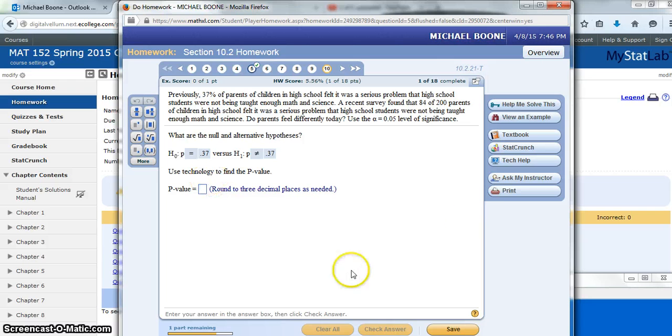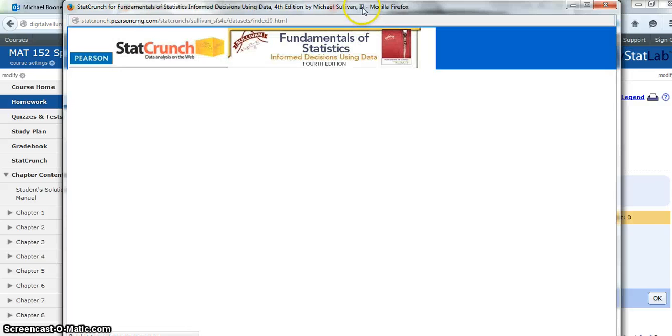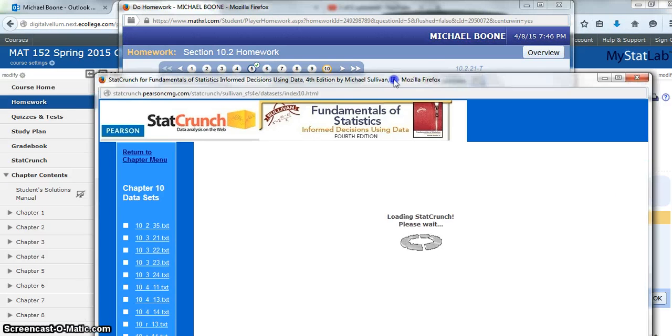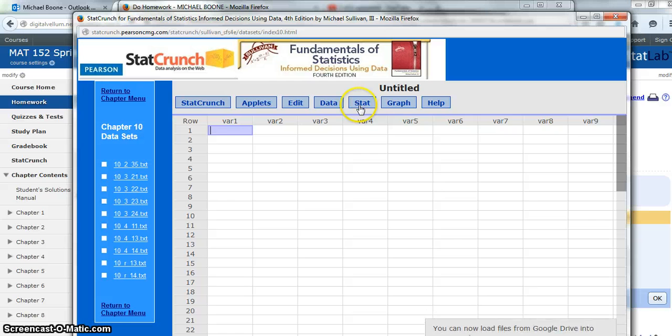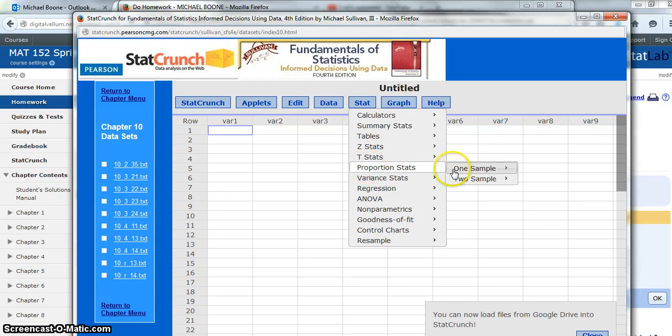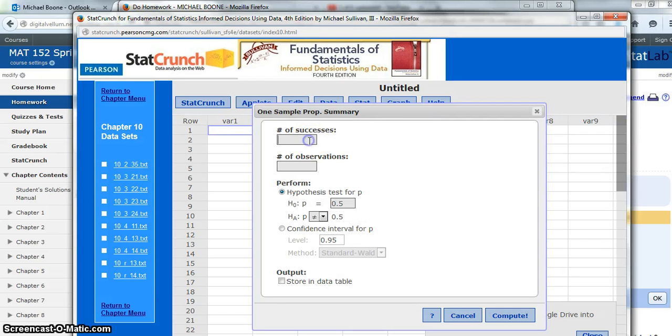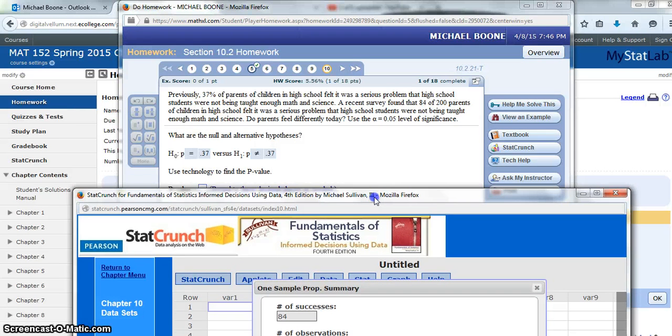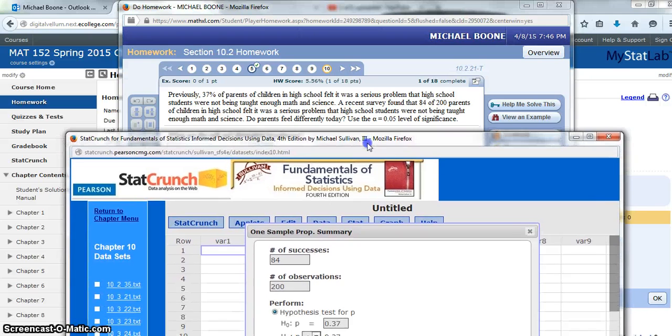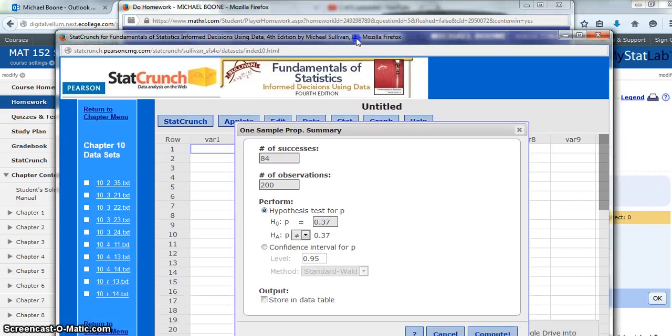Now we need to find a p-value, so I'm going to go back to StatCrunch, and it'll help me do that. So I'm dealing with proportion stats. So proportion stats, one sample with summary. I think it was 84 out of 200. I'll verify that in a second. And I remember the 0.37, and we said it would be not equal to 0.37. So let's verify 84 out of 200. Our alpha is 0.05 this time.